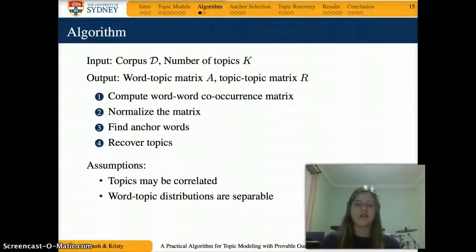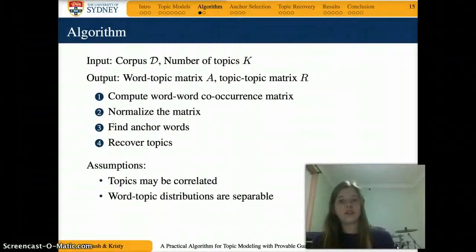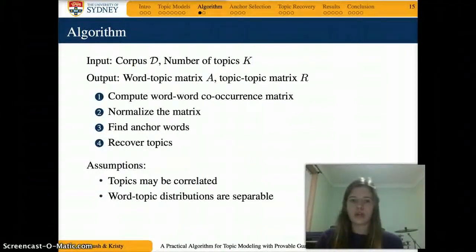But the main assumption that this algorithm makes is that the word topic distributions, that's just the topics, are separable. So that just means that there exists an anchor word like we were talking about before. And that's a trickier kind of assumption to hold, but that's the one that it takes. And so we'll go through now what happens.